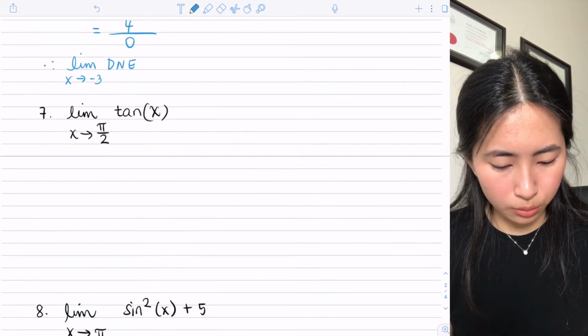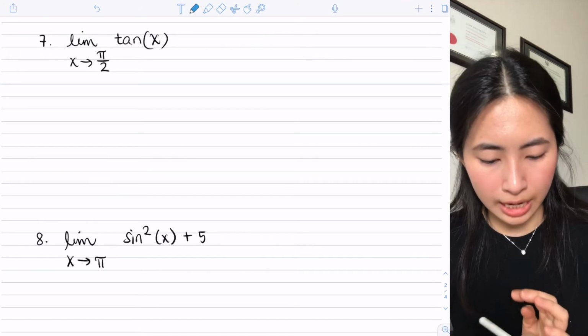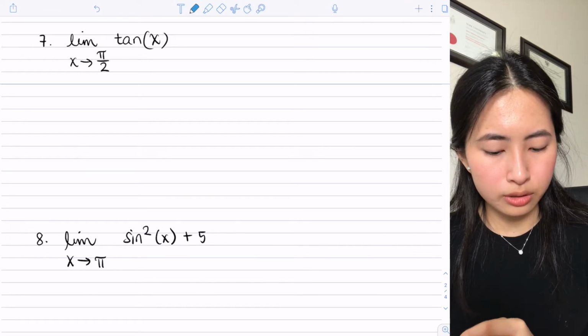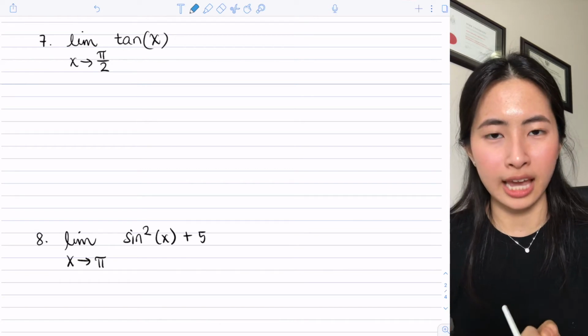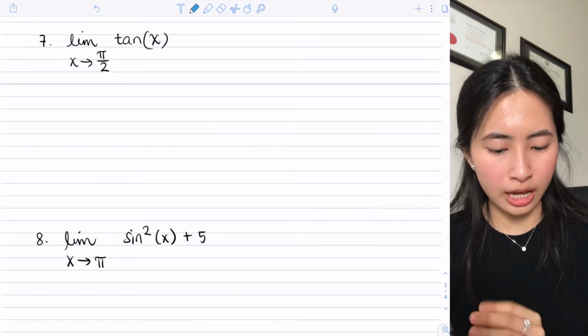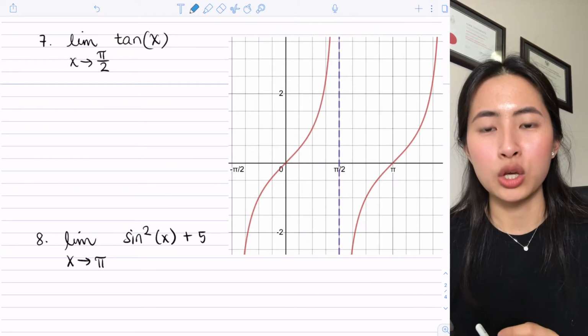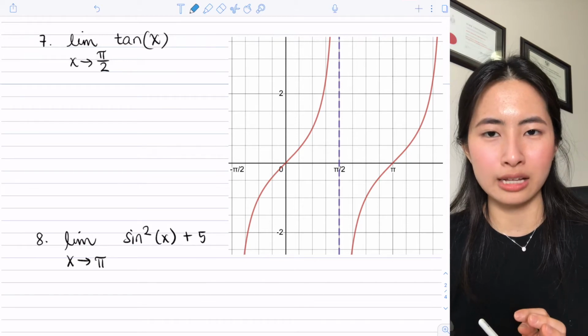Okay, great. So for number 7, you have to find the limit of tangent x when x approaches pi over 2. From what we've learned so far, anytime you're looking at tangent x as a function and you're looking at x equal to pi over 2, you're going to see that there is an asymptote. Specifically, there is a vertical asymptote.